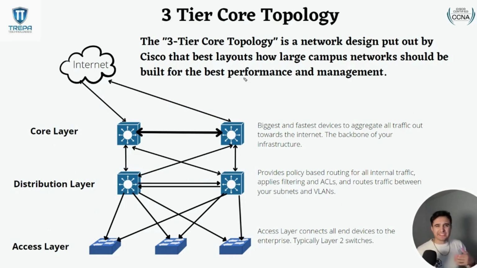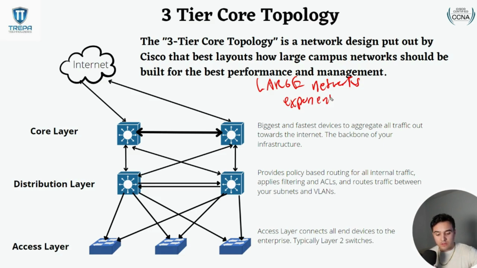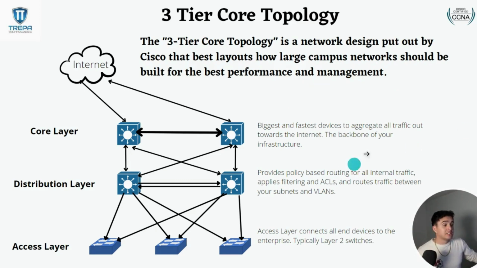Another thing to note, kind of more exam, not real world, is that the 3-tier core topology is for large networks that have exponential growth potential. So this is not for your small to medium-sized businesses. This is for your large campus networks, okay? Your big enterprises are going to want to design like this. And what this design does is allows robust communication and availability of all network resources, especially when you have thousands and thousands of users on your enterprise network.